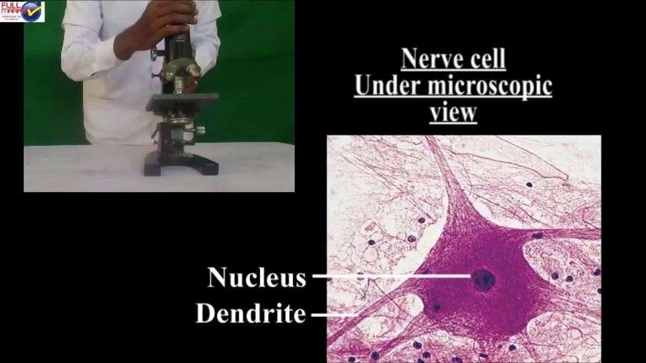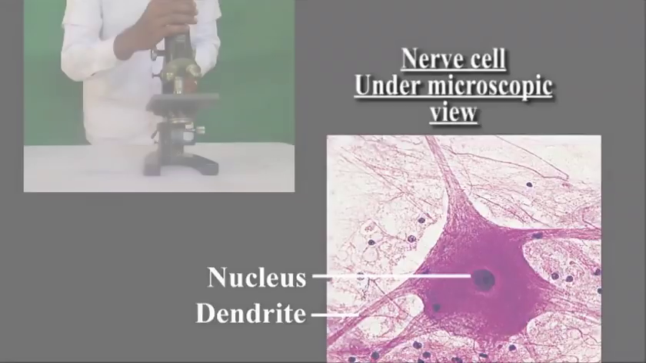Nerve cell. The nerve cell has a neuron with a large body called the cyton. The cyton has a prominent nucleus. It has projections called dendrites. One of the dendrites, which is long, is called the axon. The nerve endings are attached to muscles.